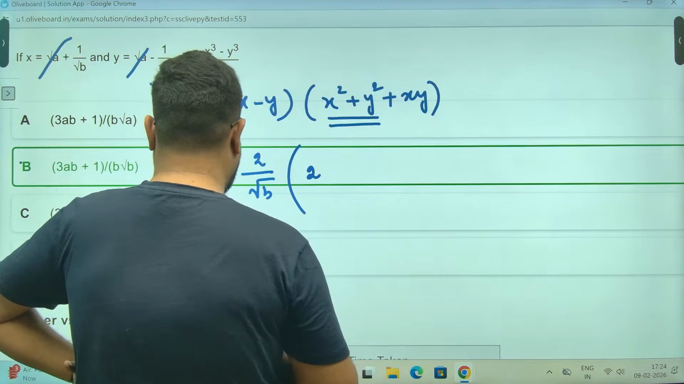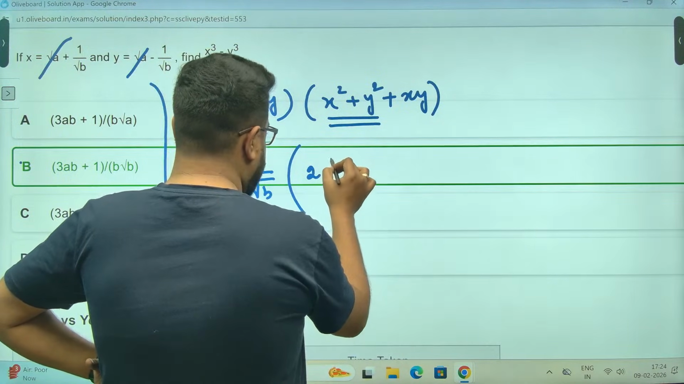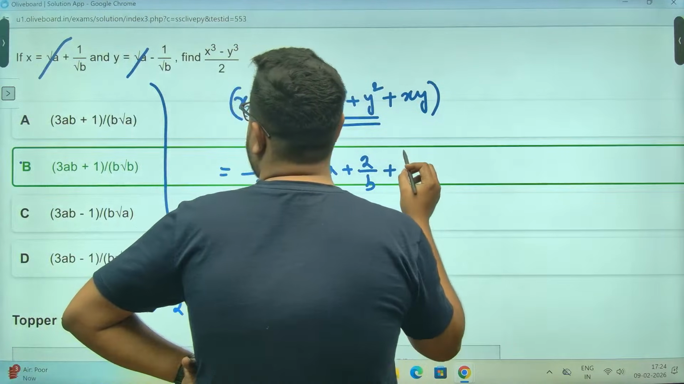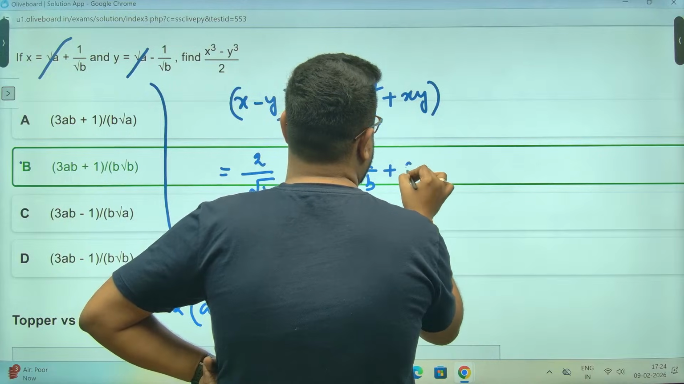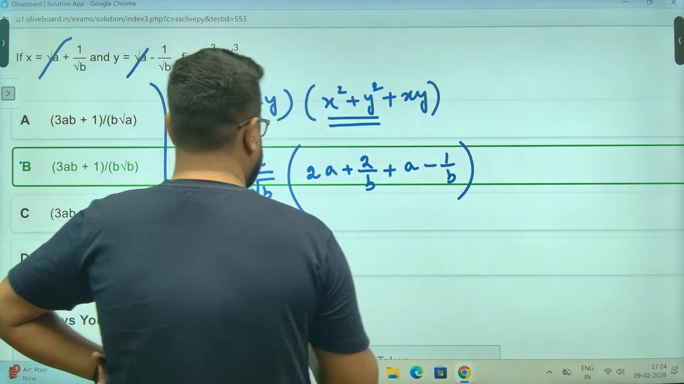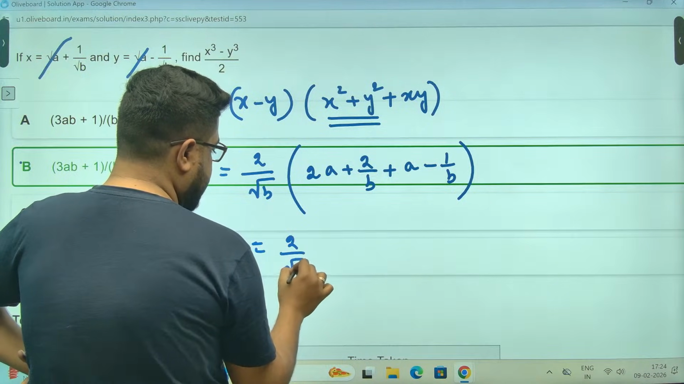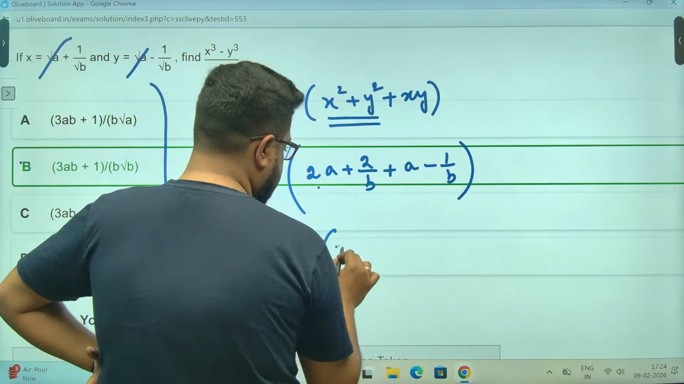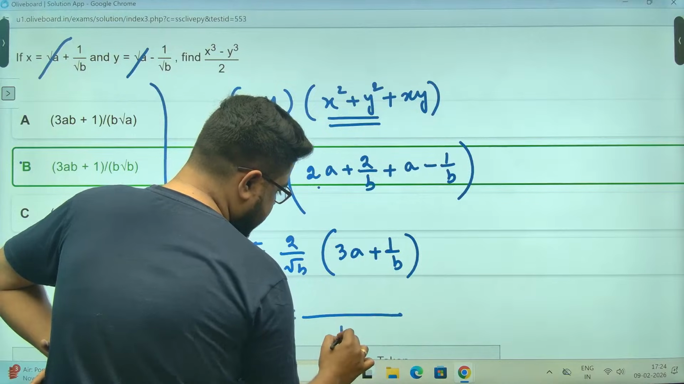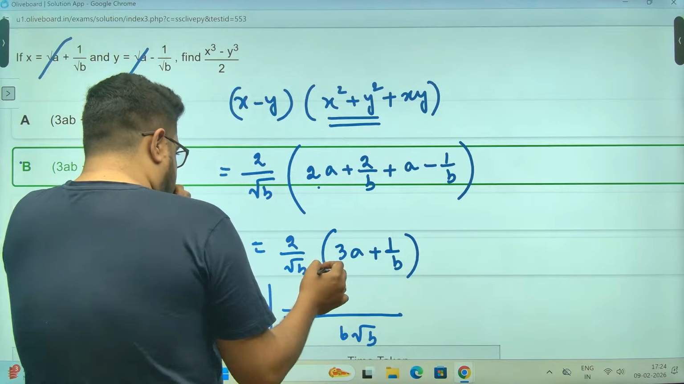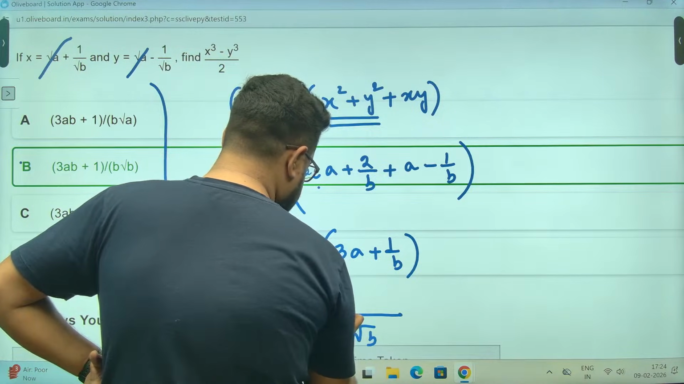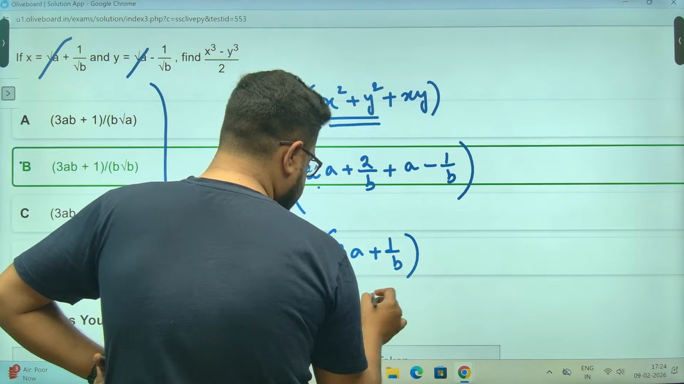2 into 2A plus 2 by B I'm writing. Plus xy. Xy is giving you A plus A minus 1 by B, 2 by root B, and I'm getting 3A here plus 1 by B. Yes, sir, plus ही रहेगा. B root B is the LCM. And you see, I can get 2 here, 3AB here, plus 1.